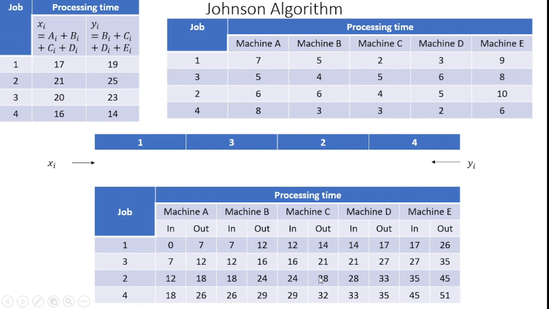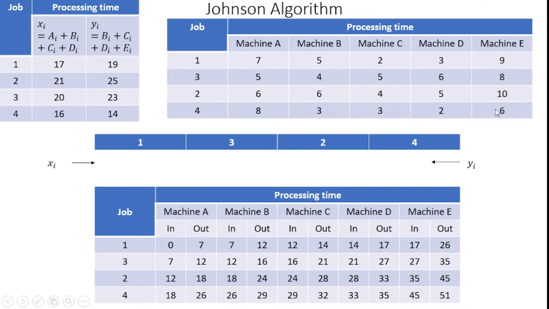Now I again compare 28 with 27. The maximum value is 28, so I enter 28 here. After that, I add the processing time from the initial table, which is 5. 28 plus 5 is equal to 33. After that, I compare 33 with 35. 35 is the maximum value, so I enter 35 as the input time of job 2 with machine E.